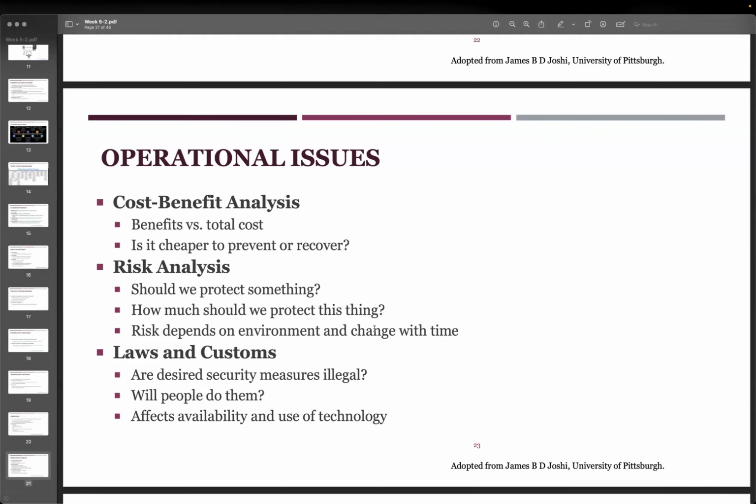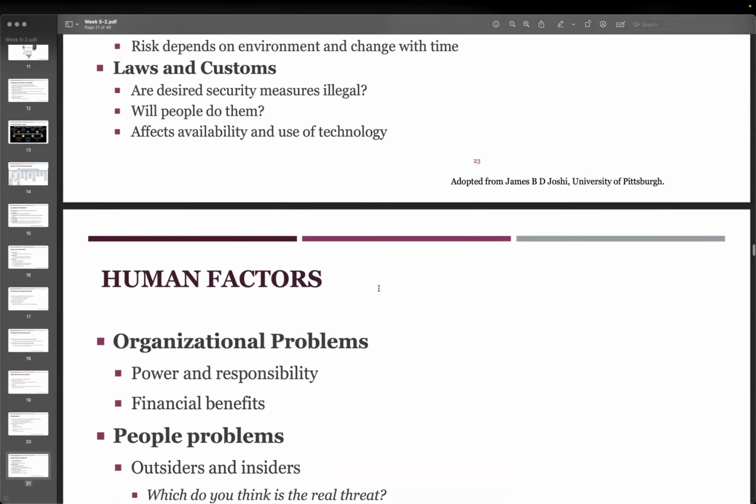So those security measures may be illegal, or depend on the people we deploy them with, or they will affect availability, or how people use our technology. So we need to consider all this in the operational issue.